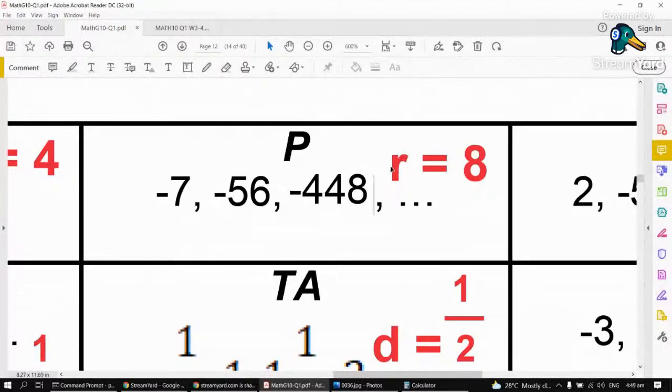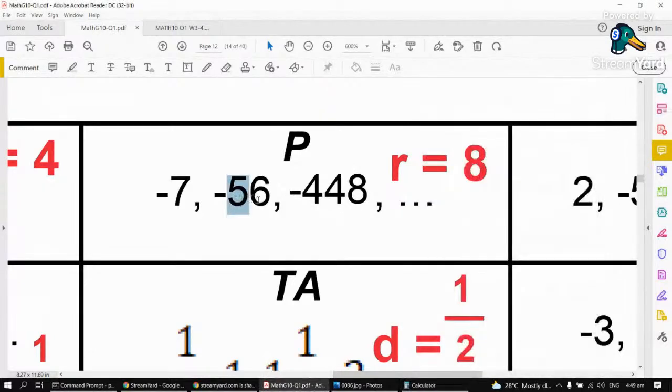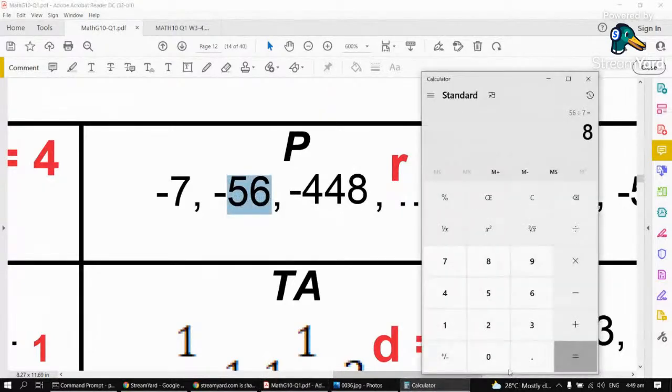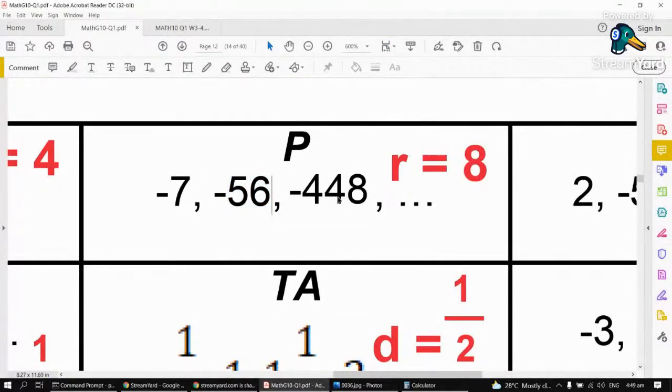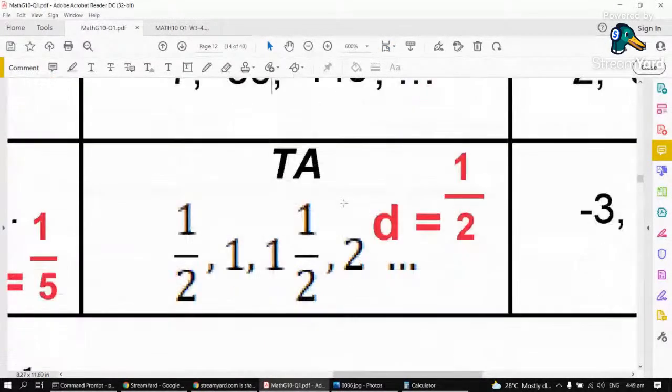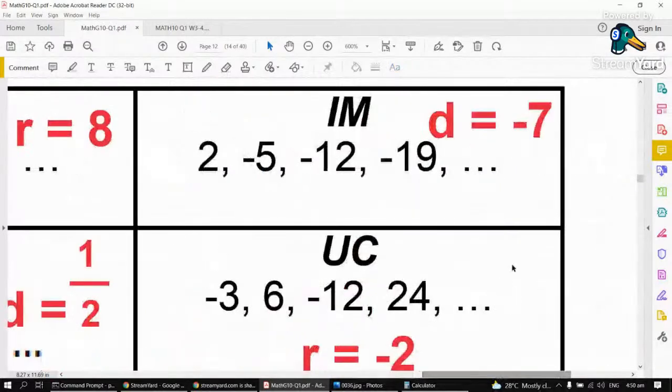Kasi ang ating common ratio is 8. Yung 56, pag multiply natin ng 8, dapat ang lalabas is 448. Yan. So, sa letter P, that's 448. Mamaya na itong TA, medyo complicated. Dito naman, ang common difference is negative 7.